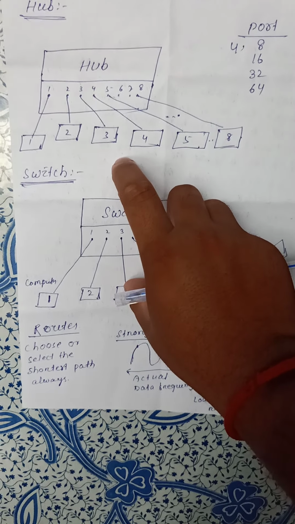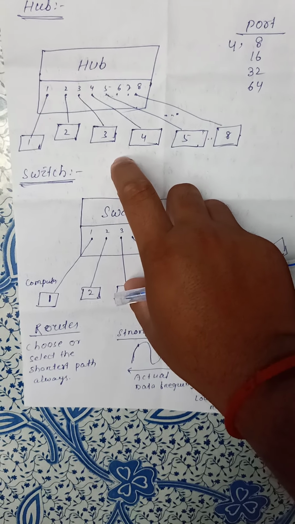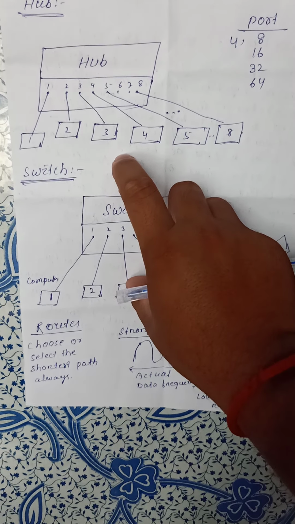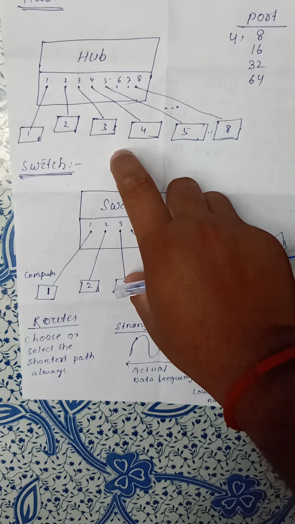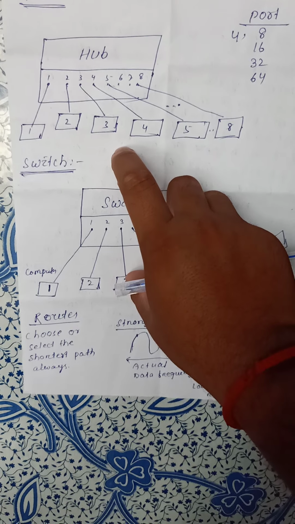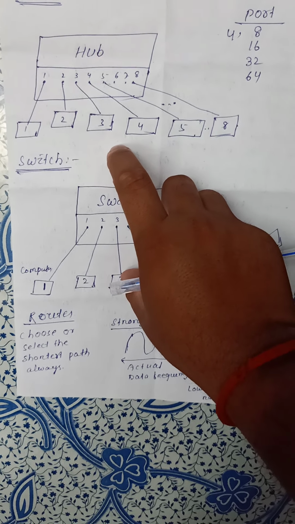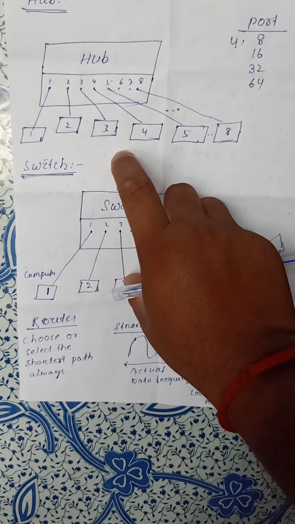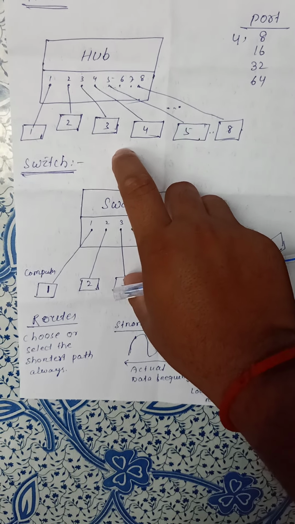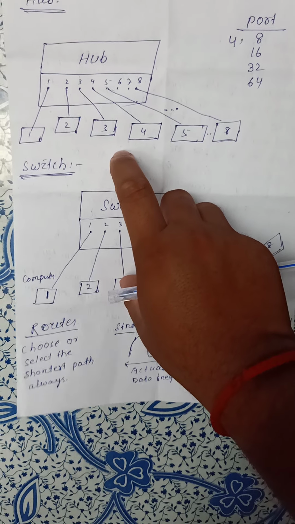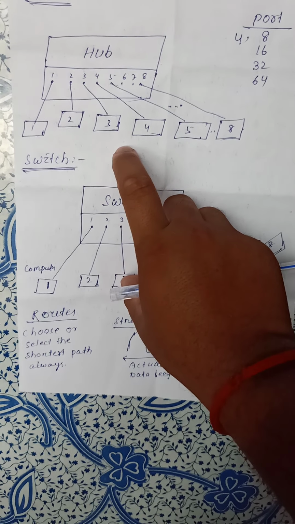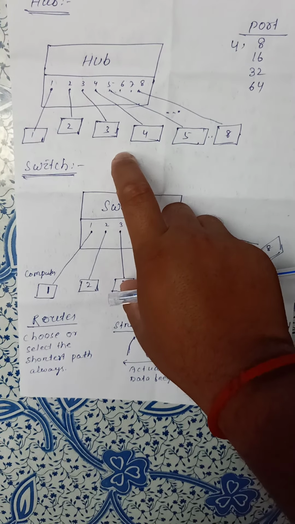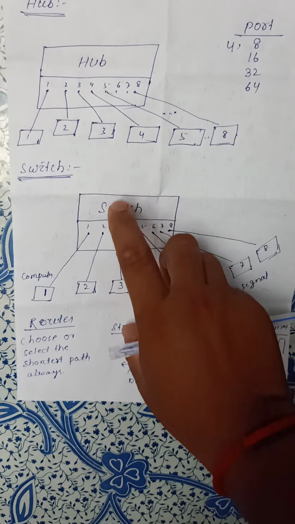Along with that, it only allows one-to-one connection, not one-to-many or many-to-many connection. Why? Due to the creation of multiple copies, the data collide with each other, so the data are ultimately lost or damaged, and therefore the hub only allows one-to-one connection. Depending upon the nature, it is of two different types: active hub and passive hub.